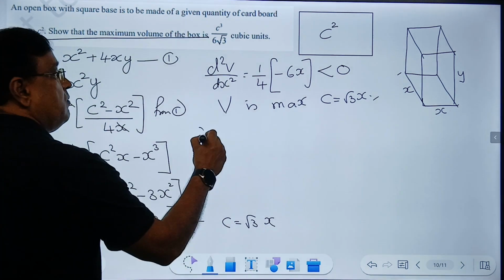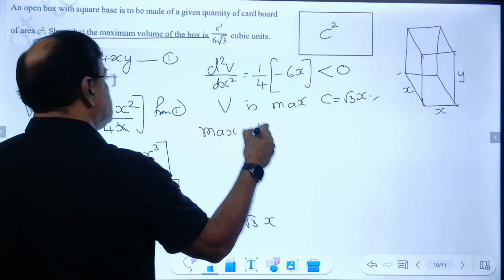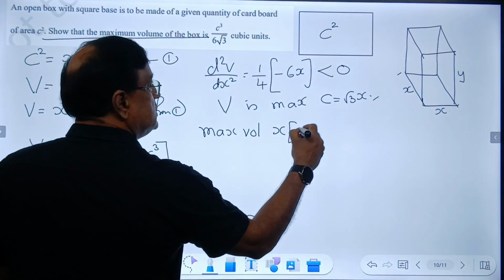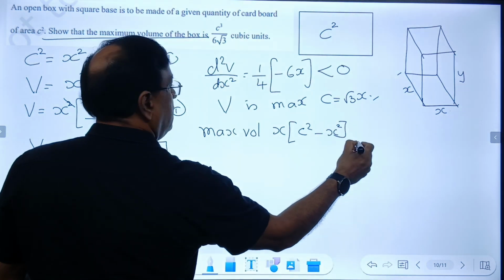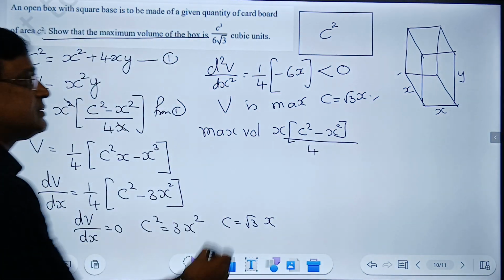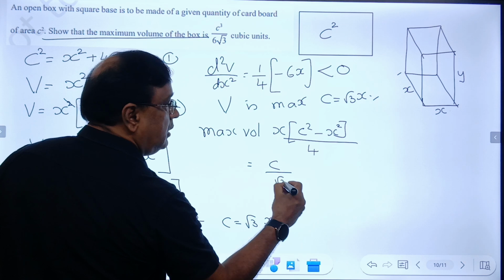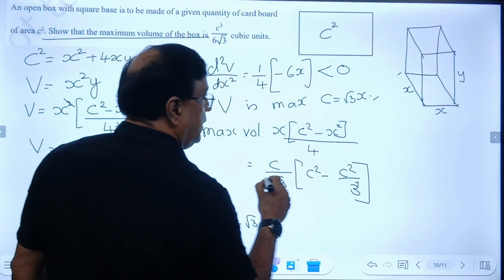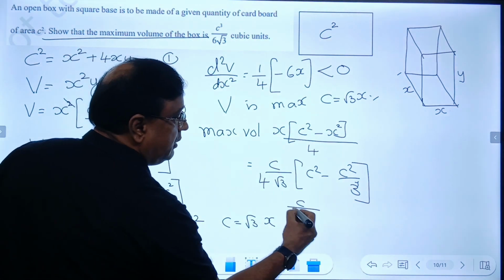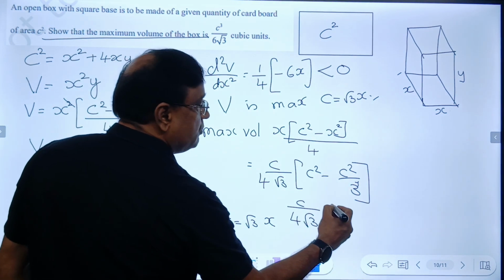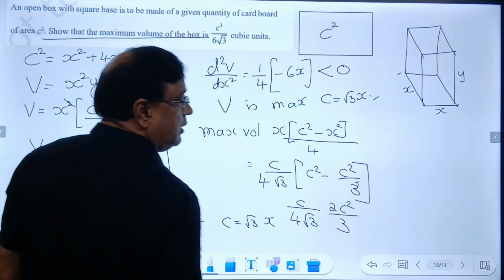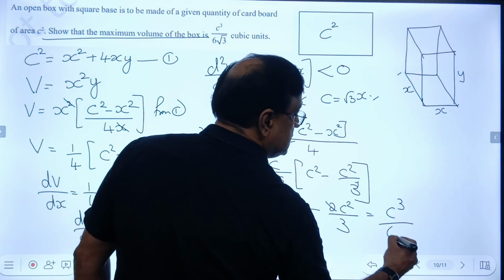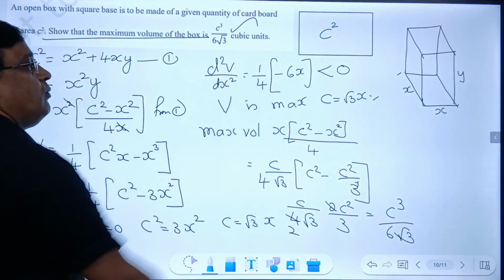Now I want to find the maximum volume. So what is the maximum volume? Maximum volume will be, I will substitute here, x into c square minus x square divided by 4. So what is x? X is nothing but c by root 3, and x square will be c square by 3, divided by 4. So you get c by 4 root 3. If you take LCM, you get 2c square by 3. Now you can cancel this, it becomes 2. So the answer will be c cube by 6 root 3. That is exactly what I wanted to prove.